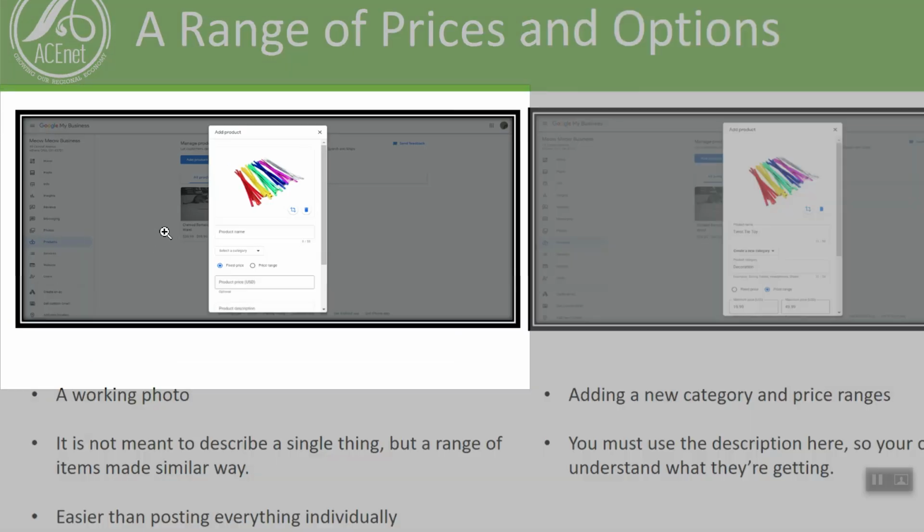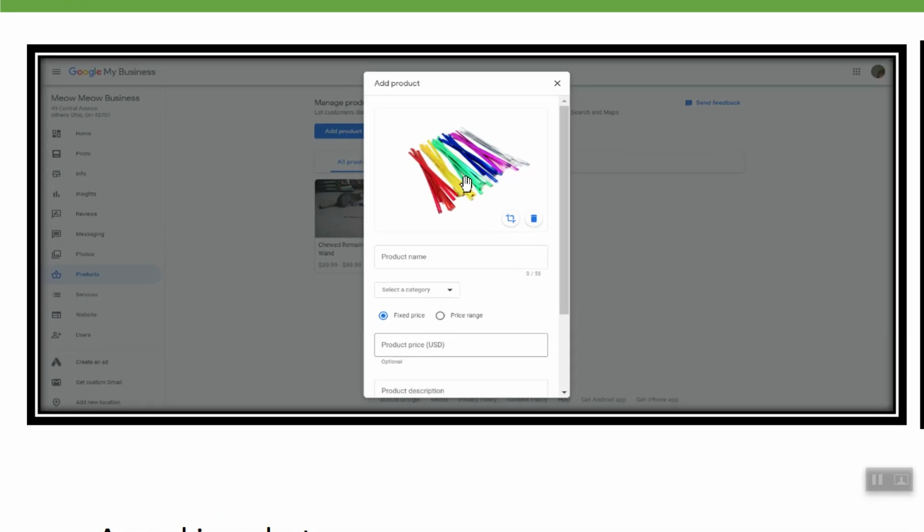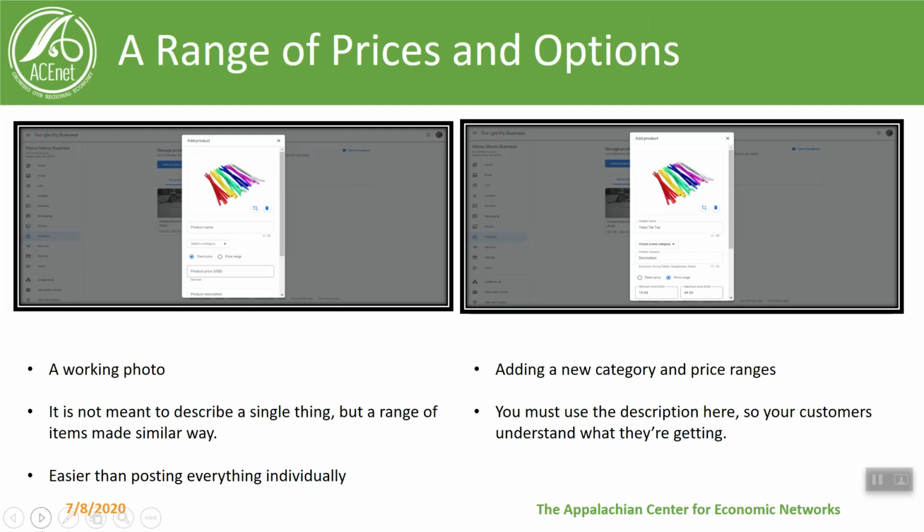Alright, so I found a new picture, and what I want to describe here is that I can make cat toys out of these little twist ties. So I found a picture that works, and all I'm going to do is add this into my products, excuse me, services, or rather just my products, and then I'm going to describe what I can do with these little twist ties.